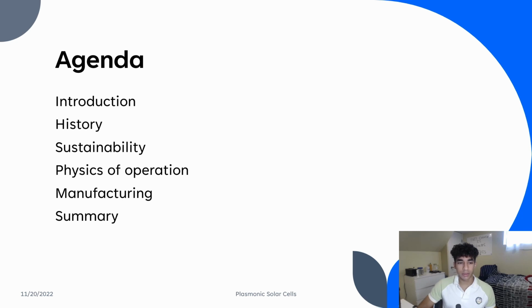Then I'm going to be discussing the physics of operation, where I'm going to delve into the details of how they actually work, the physics behind them, and how they increase efficiency or reduce price, whichever the advantage is. Finally, I'm going to be discussing the manufacturing process to produce plasmonic solar cells, discuss its feasibility, and finally, I'm going to summarize my presentation.